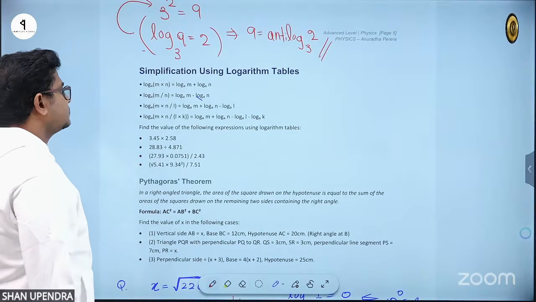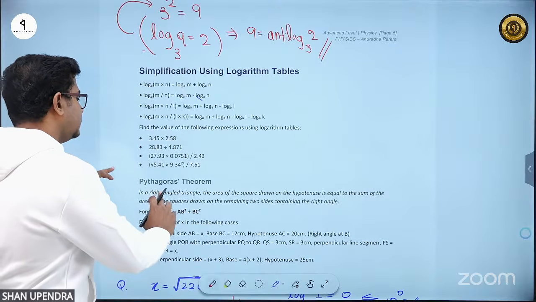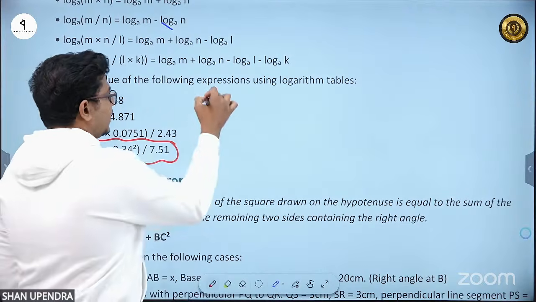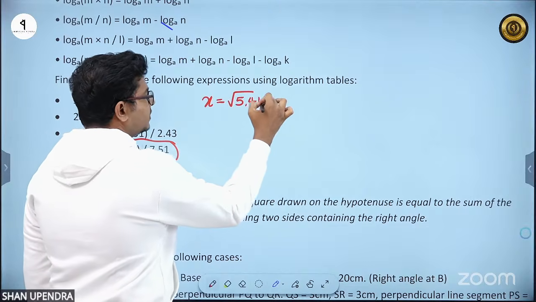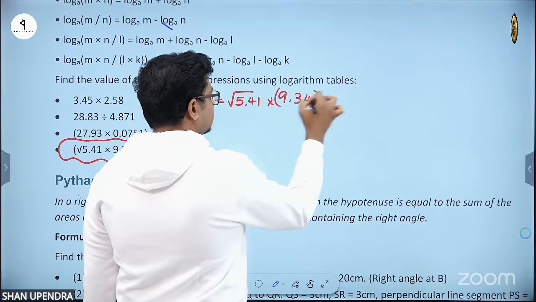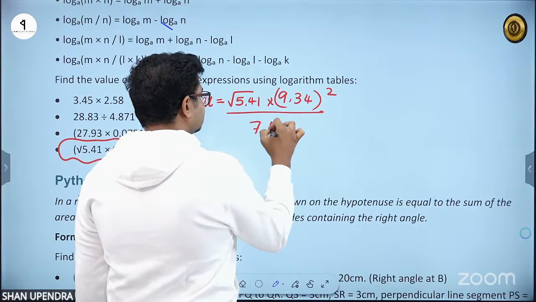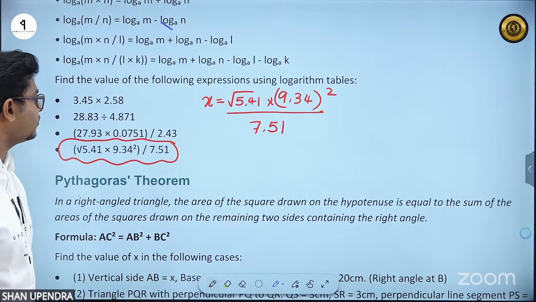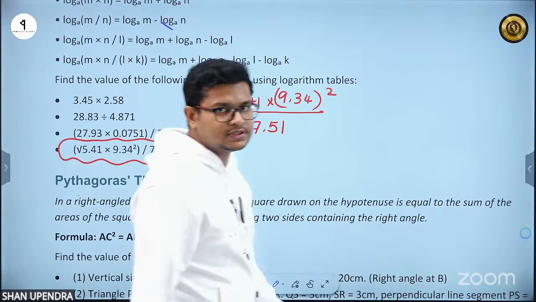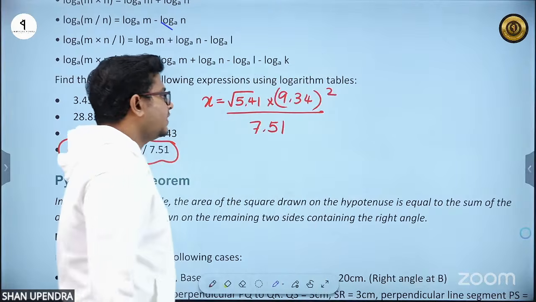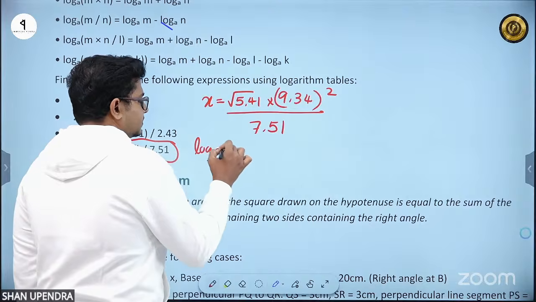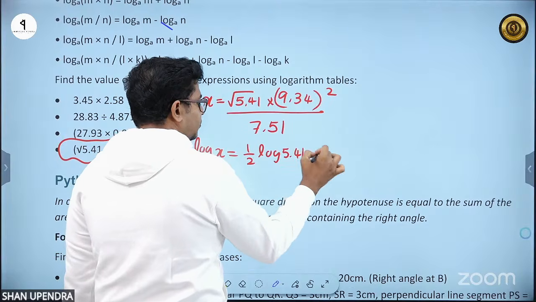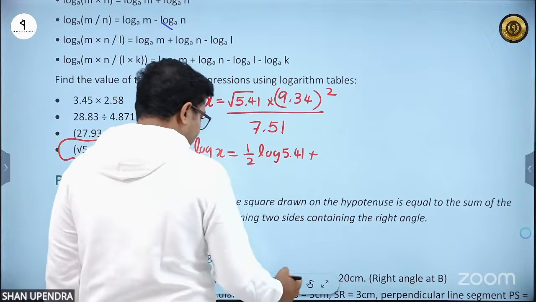So let's do another calculation. x equals the square root of 5.41 into 9.34 squared divided by 7.51. This kind of calculation may come in your exam, and you need to find the value. So we take the log of both sides. Log x equals half log 5.41 plus, and since this is a multiplication, we take the log of each, something like this.